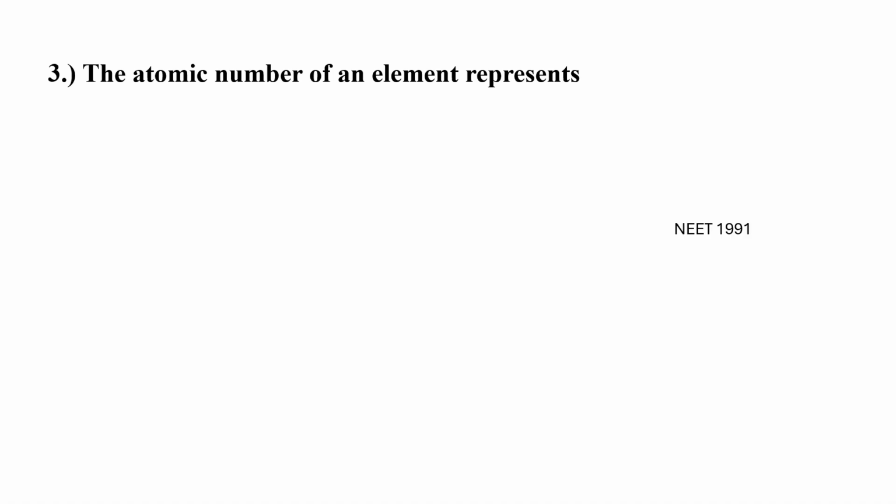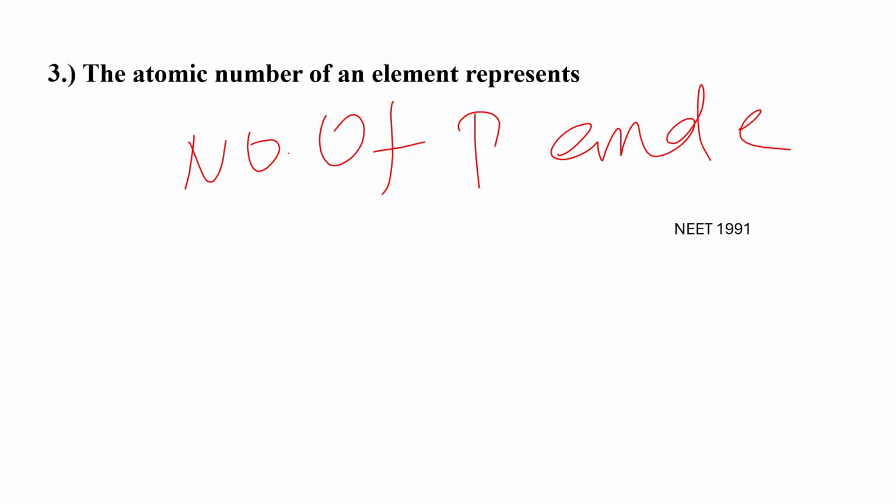Then this is a very easy question. The atomic number of an element represents what? The number of protons and the number of electrons. This is the answer for this question. This is also present in the options.